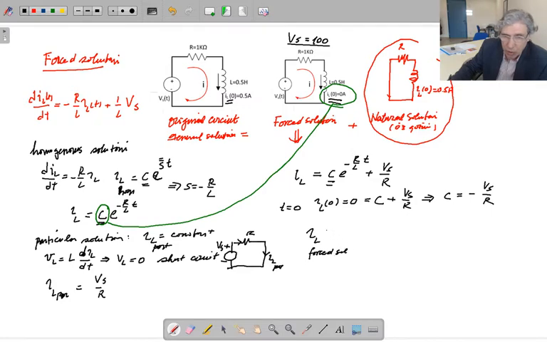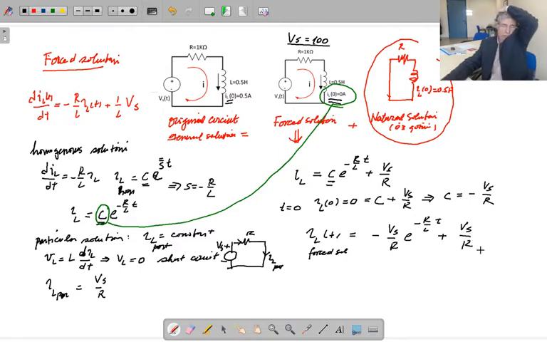If I replace that C value in here, my IL forced solution is equal to minus Vs over R e to the power minus R over L t plus Vs over R. You can put this in Vs over R parentheses, of course, but I am keeping it as it is. So what we have done here, we have found the forced solution.